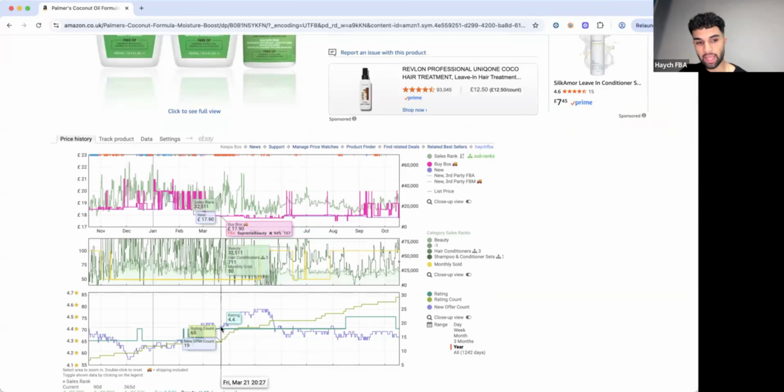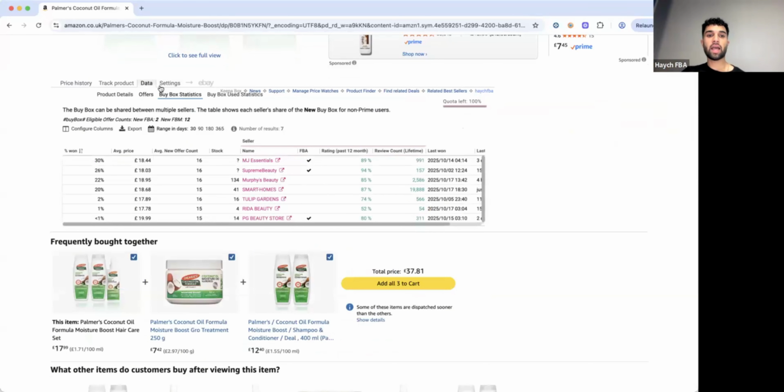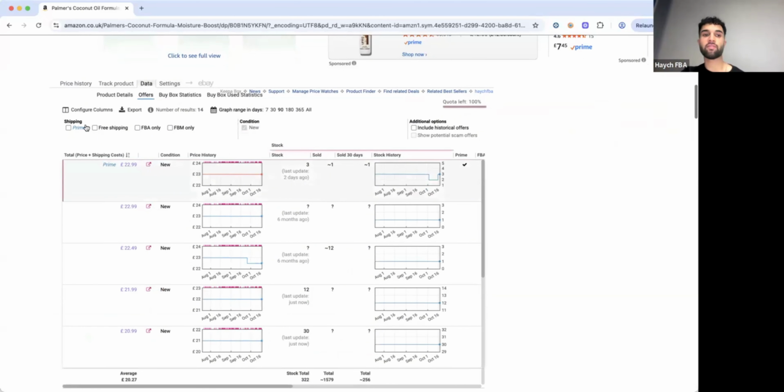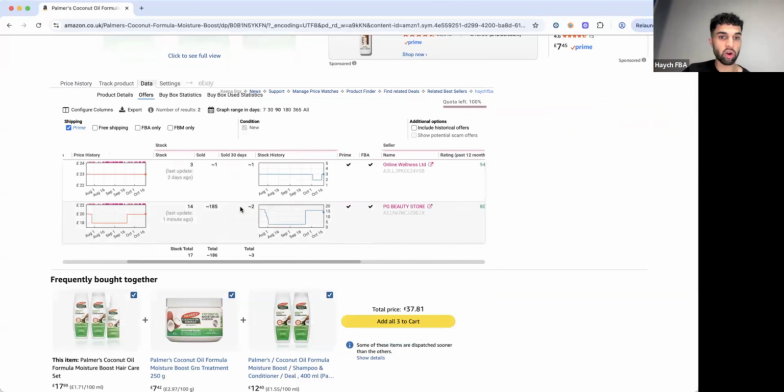So we have an in-depth look at these graphs, understand how these listings perform, how the data all intertwines and works with each other. Obviously, we'll look at the buy box statistics, cross-reference that with these graphs, make sure we have an understanding, cross-reference these FBA sellers, how they perform, how they reprice, how their stock sells at different price points, and how stock has performed historically for these sellers on these listings.